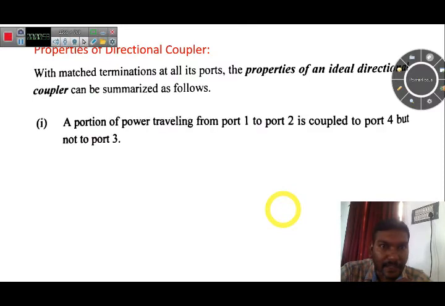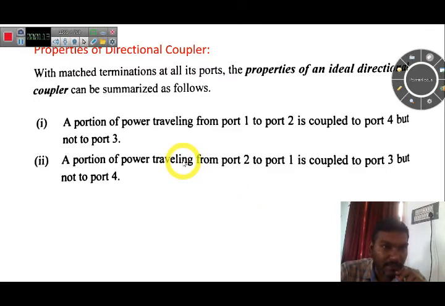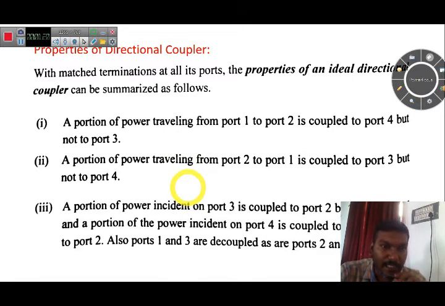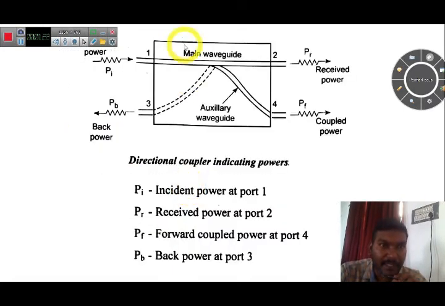And if you are going to discuss properties, a portion of power traveling from port 1 to port 2 is coupled to port 4 but not port 3. If we transfer from the primary waveguide from port 1 to port 2, a small amount of power will be coupled to port number 4, not port number 3. Similarly, if you are transmitting from port 2 to port 1, it will be coupled to port 3, not port 4. These are the properties, and this is the waveguide with port 1, port 2, port 3, port 4. If you transmit from port 1 to port 2, a small amount of power will be coupled to port 4, not port 3, right?